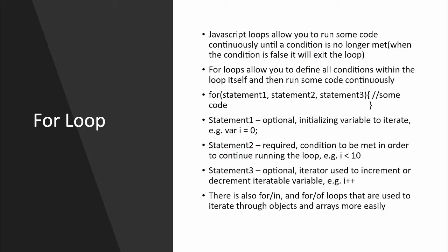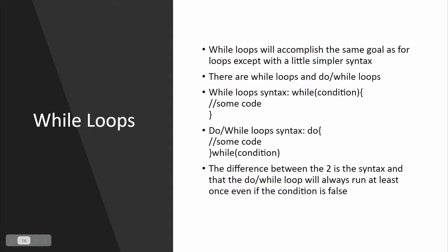We also have for in loops and for of loops, and that can be used to iterate through objects and arrays a bit more easily. There's two other loops that we can work with, while loops and do while loops. They're still going to have the same behavior as for loops, but with a bit cleaner syntax. While loops and do while loops still evaluate a condition and run some code based off of that condition being true or false.